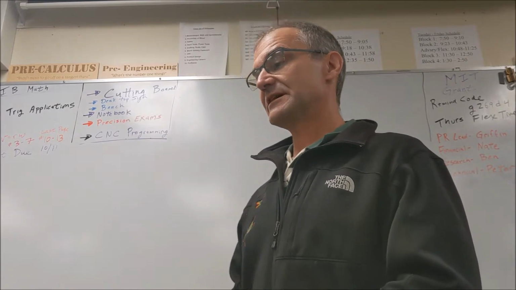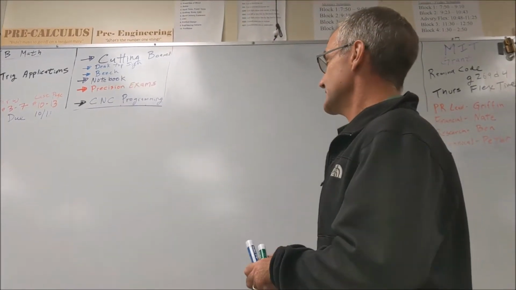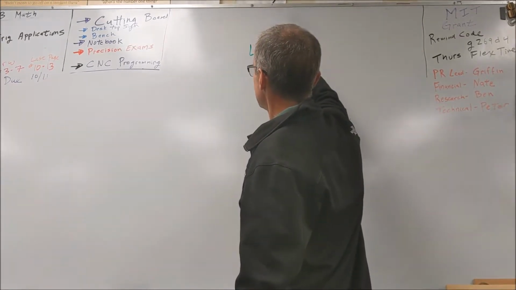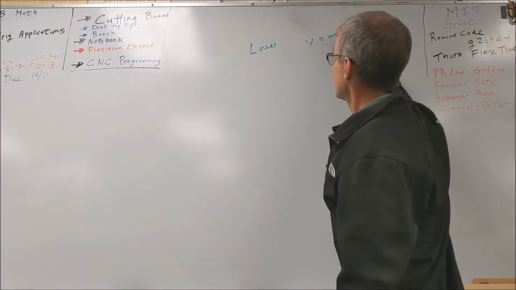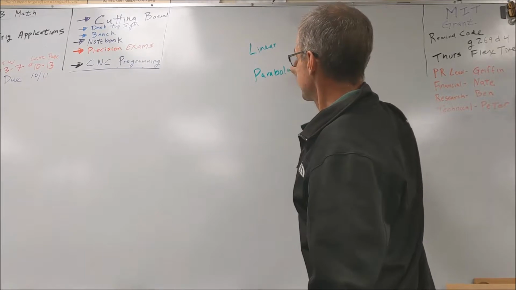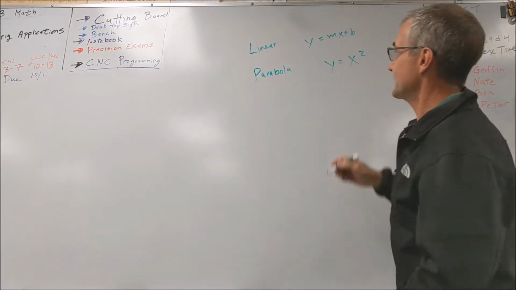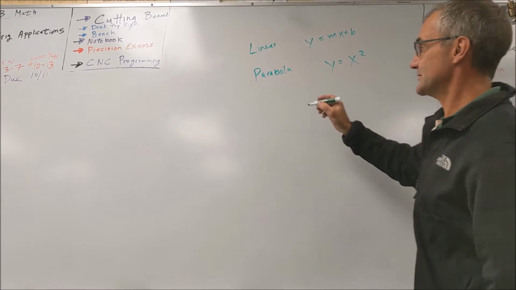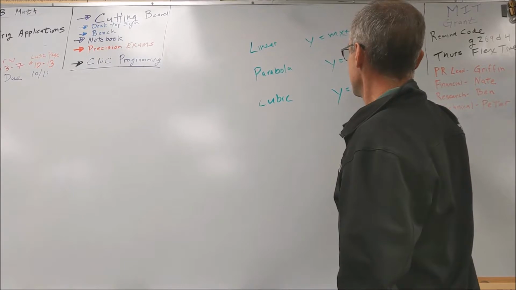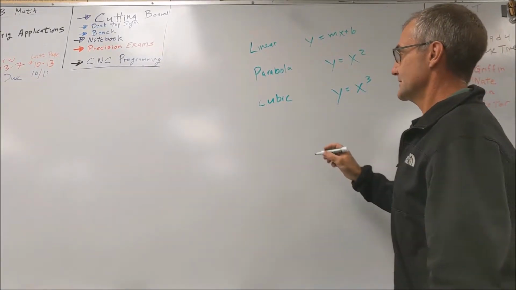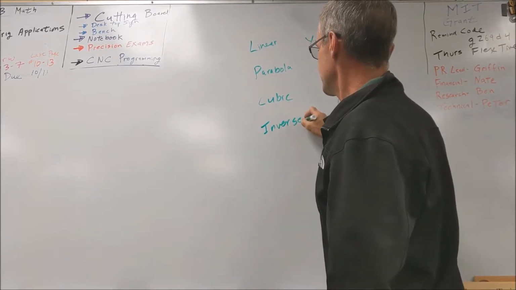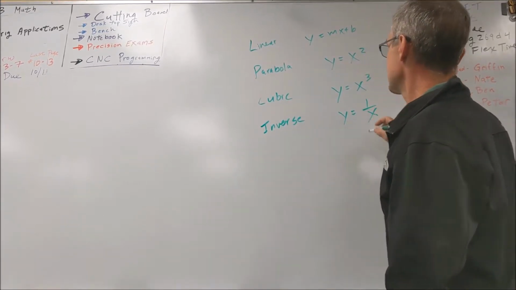Number 11 is general parent graphs. So the first thing you need to know is kind of all the functions we looked at. We have linear, a straight line, y equals mx plus b. From linear we went to parabola, y equals x squared. These are all parent graphs. Then we went to a cubic function. A cubic is y equals x to the third. Then we had a hyperbola, or inverse. And the inverse is y equals 1 over x.